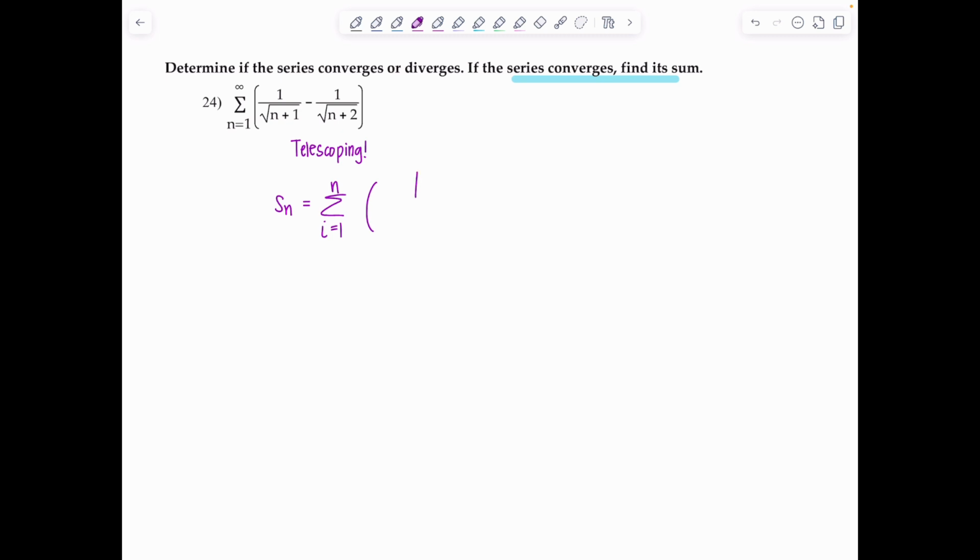So this is going to be 1 over the square root of i plus 1 minus 1 over the square root of i plus 2. What I want to do is find an expression for S sub n, and then I'll take the limit as n goes to infinity. If I get some finite number, then I know my series is convergent, and that's actually its sum. Telescoping series are cool because everything in the middle cancels out or collapses, much like a telescope.